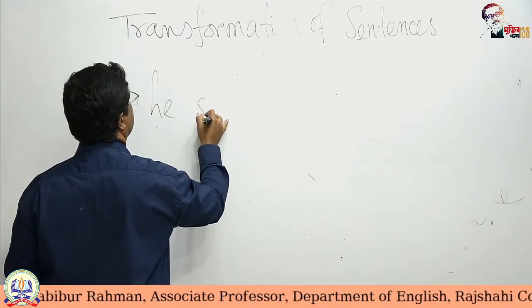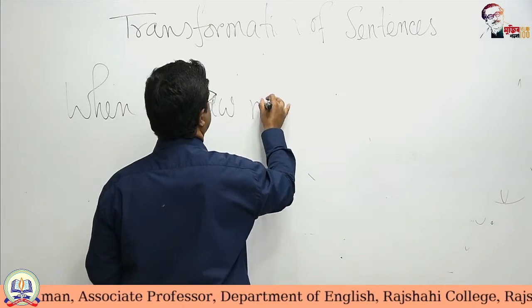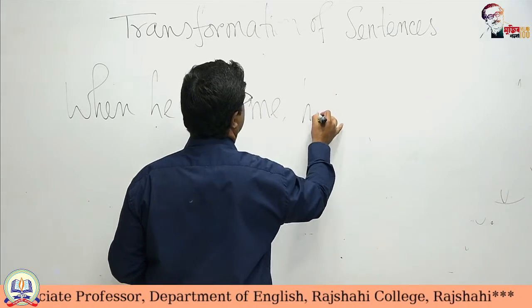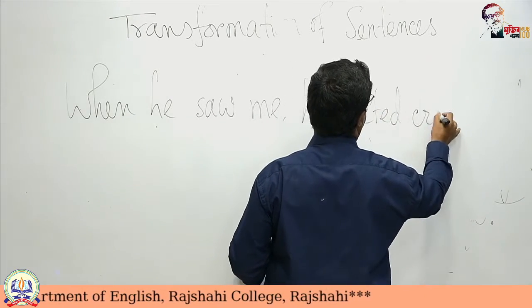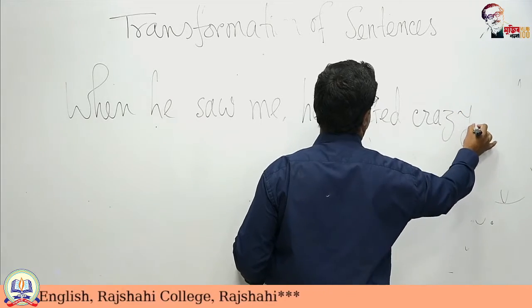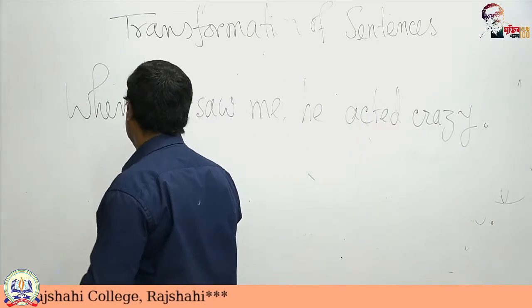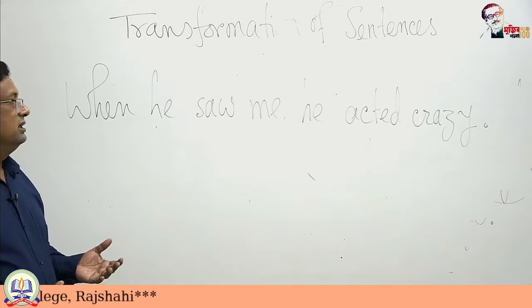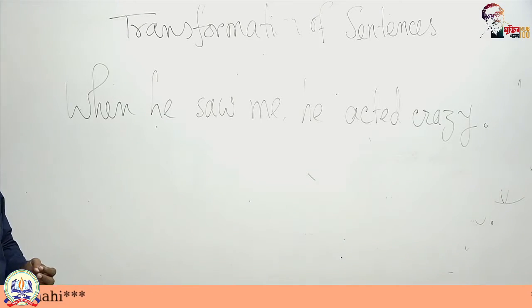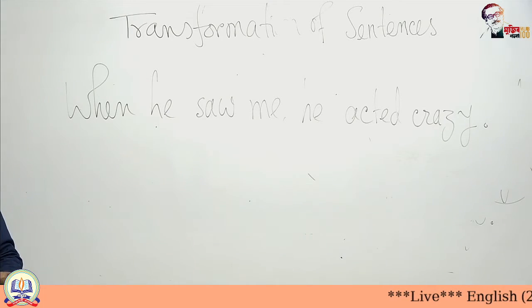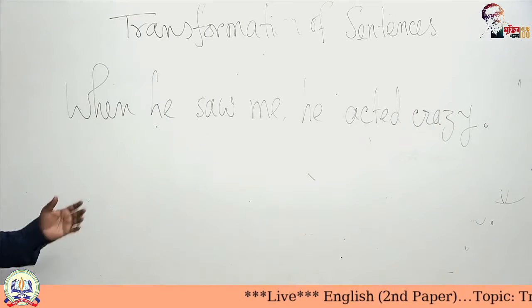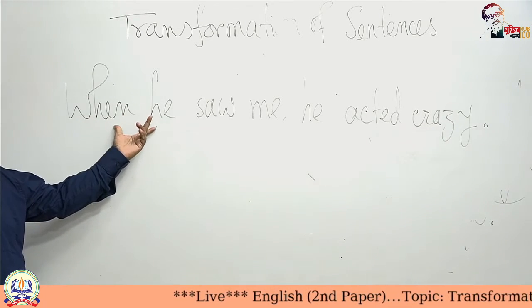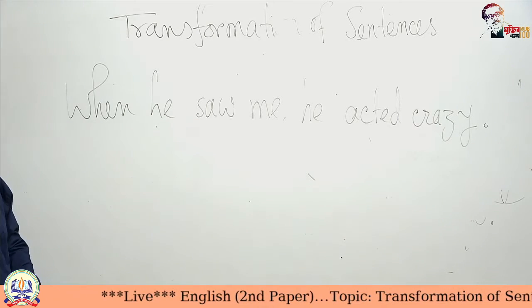When he saw me, he acted crazy. You have no difficulty to understand that this is a complex sentence. When he saw me, what happened? He acted crazy. This is the answer. This is subordinate clause and that is principal clause.